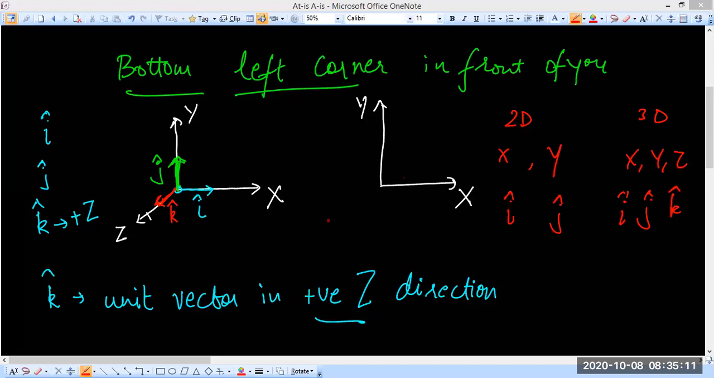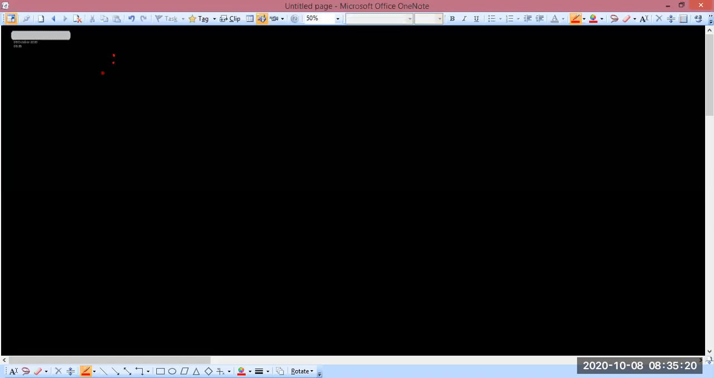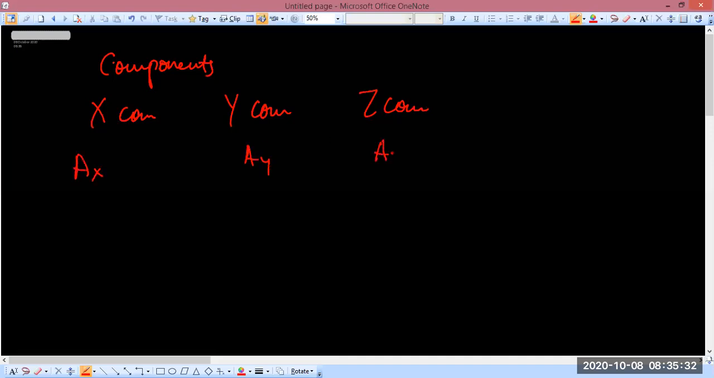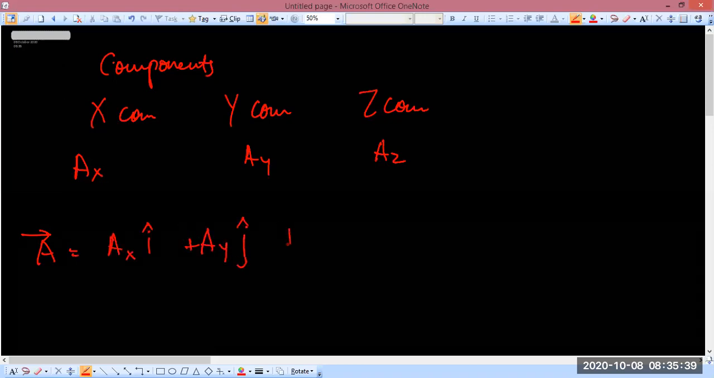Okay. Now here you see this becomes very interesting, because now if we talk about components, there are going to be 3 components: X component, Y component, and Z component, right? So AX, AY, AZ. So A vector is going to be AX I caret plus AY J caret plus AZ K caret. Is this clear, everyone? Is this clear?